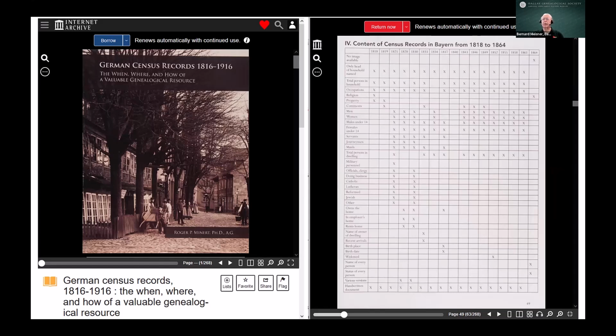You go through and you'll have, for every area from 1816 to 1916, the content of the records, and it has a table here for Bavaria, 1818 to 1864. This line at the top is only head of household, which shows most of those censuses had that, but it would show how many men, how many women, and the like. But as the TV commercials say, wait, there's more.